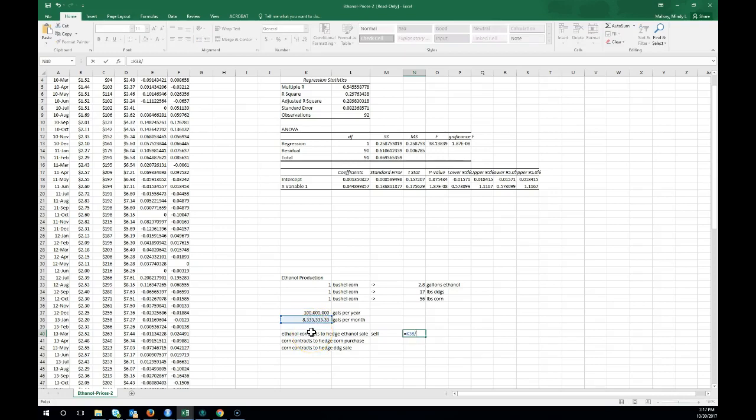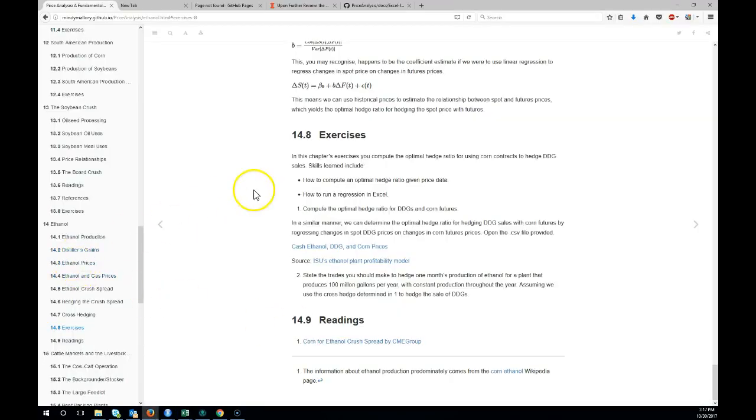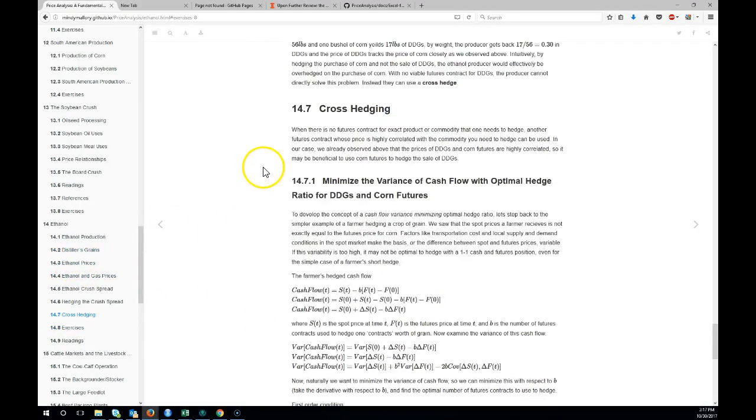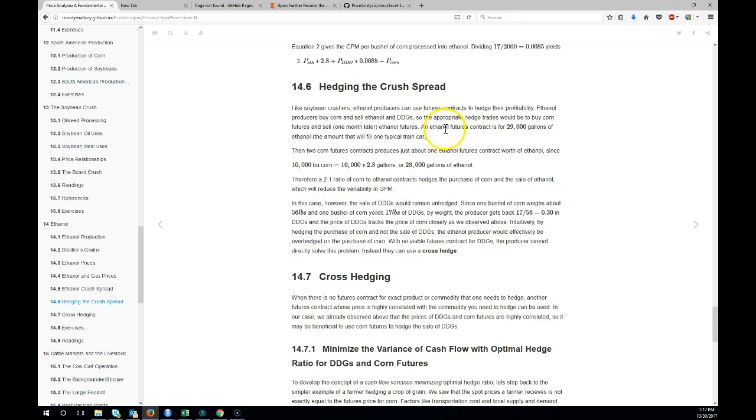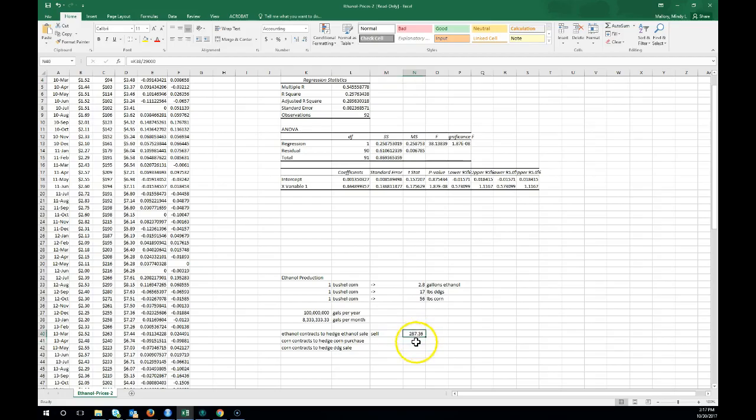That's going to be divided by 29,000. We'll check it, but I believe that is the size of the ethanol contract. Yep, 1 ethanol futures contract is for 29,000 gallons. So let's just say we're going to need 287. I'm going to go ahead and round it down because we can't purchase 0.36 of a futures contract.